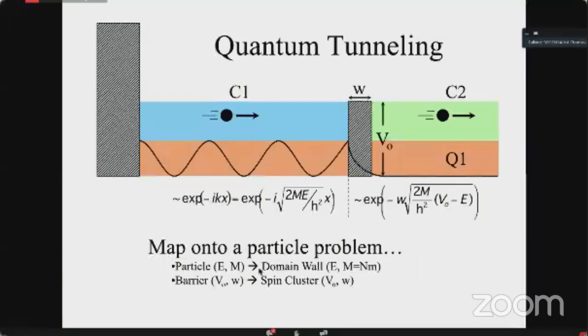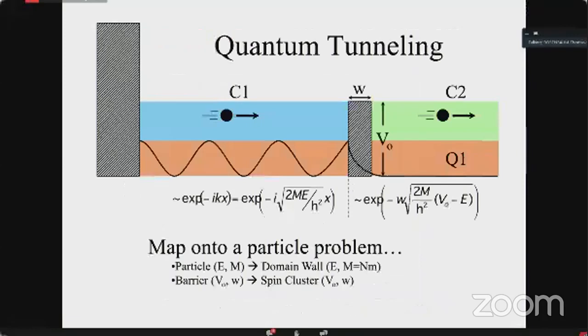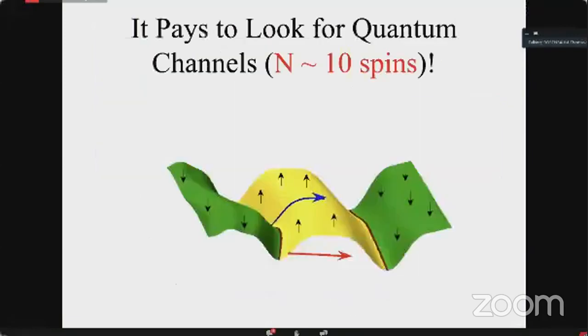Okay. And what we do is we then map it just onto a simple particle quantum tunneling model, where now the particle is the domain wall and the barrier is really the bunch of spins that are pointed in the opposite direction. And we just use a WKB approximation. And when we solve for that, the solid lines here are a fit to this thermal plus quantum channels, where we assume they just work in parallel. And then we can solve for the mass of the domain wall, basically the number of spins. And we find that roughly 10 spins are tunneling at once.